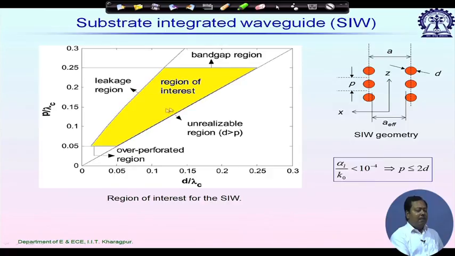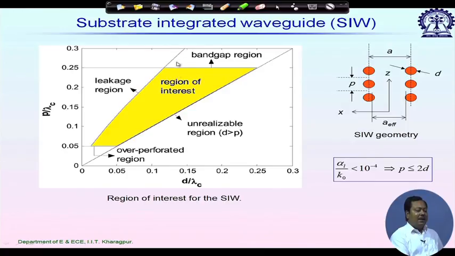So this design graph shows we have a solution only in the upper half of this part. Now one more factor: if we increase P for a fixed D, that means we are increasing the hole to hole separation, and leakage will increase. If we use some suggested value of leakage, let us say the normalized leakage constant alpha L by k naught should be less than 10 to the power minus 4, then to keep the leakage smaller than this value, we can't use this left hand side part, because for this part the gap between two metallic vias is too big and will face leakage. So the region of interest is shown by this yellow line.